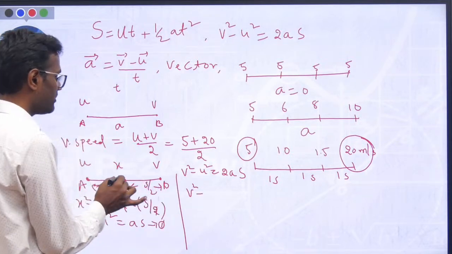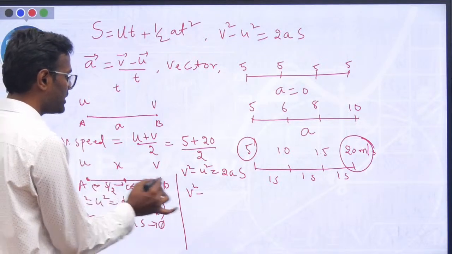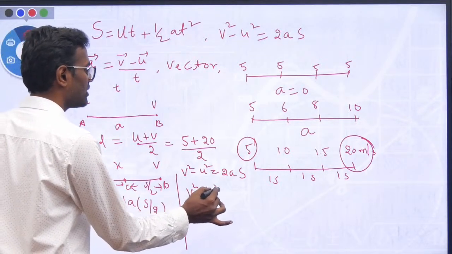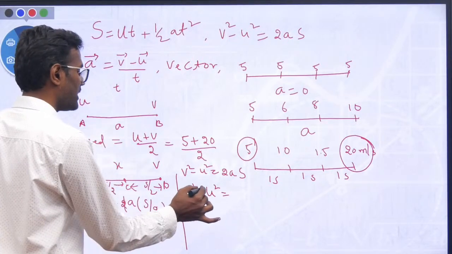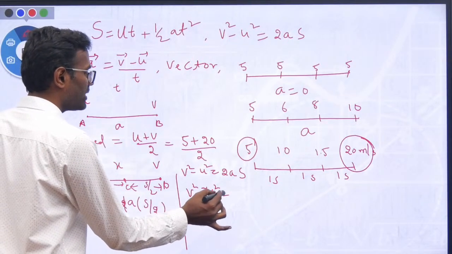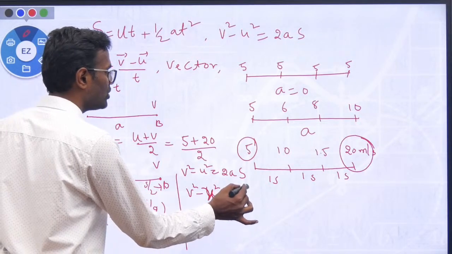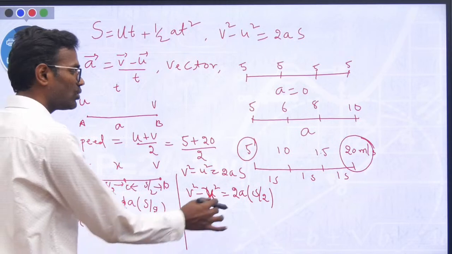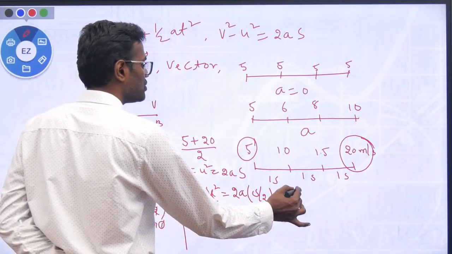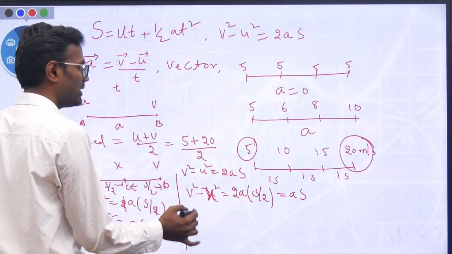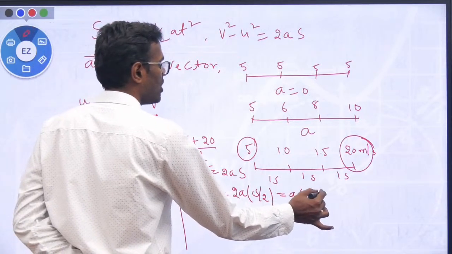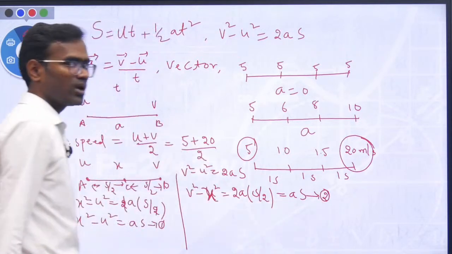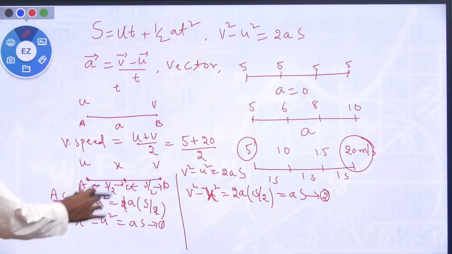What is u this time? This is the starting speed, the initial velocity. So the initial velocity is x this time. V square minus x square is equal to 2a into, again half of the distance, s by 2. The 2 cancels, so it is equal to as. So v square minus x square is equal to as. Now compare, equate 1 and 2.